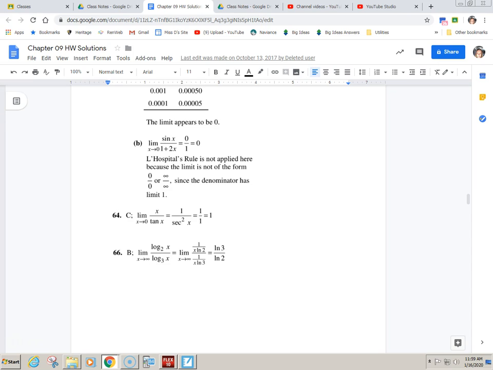Will the student keep doing that? Yeah, that's the more dangerous part, right? Once it was L'Hopital's, I just keep doing it until everything goes away. Just kidding, you got to keep going until it's no longer 0 over 0 or infinity over infinity. Good, Lorenza. 64C, 66B, and I think that's it.